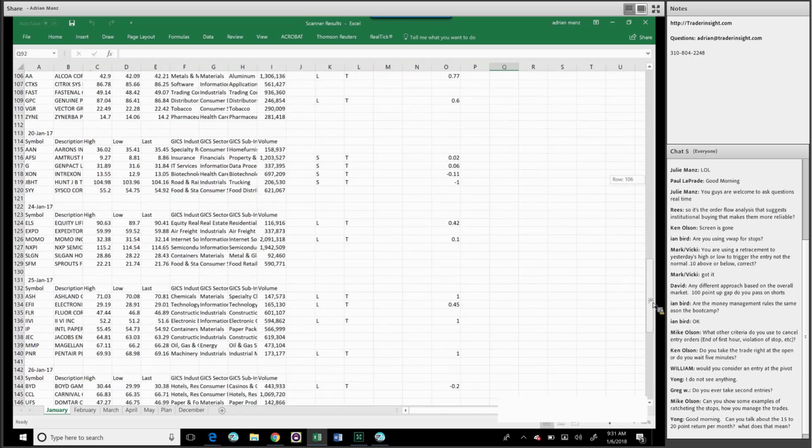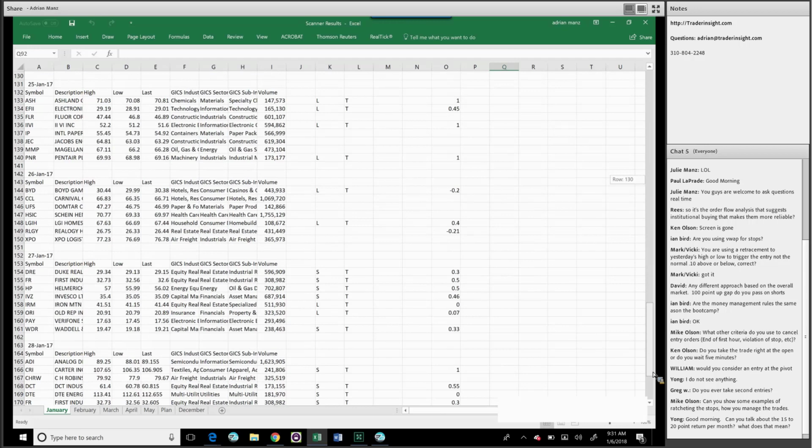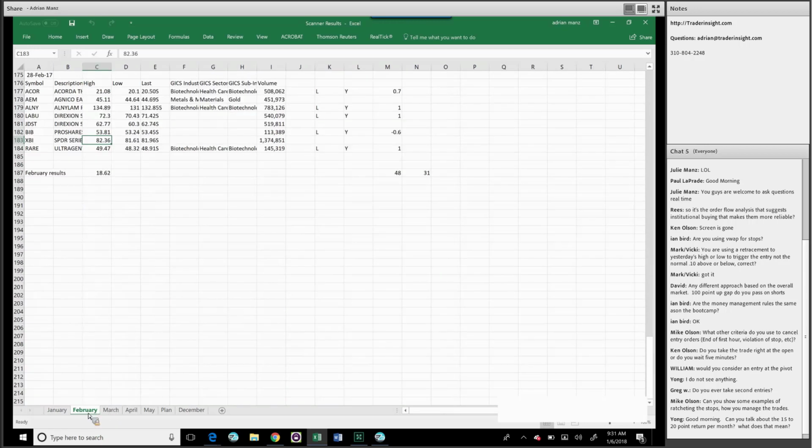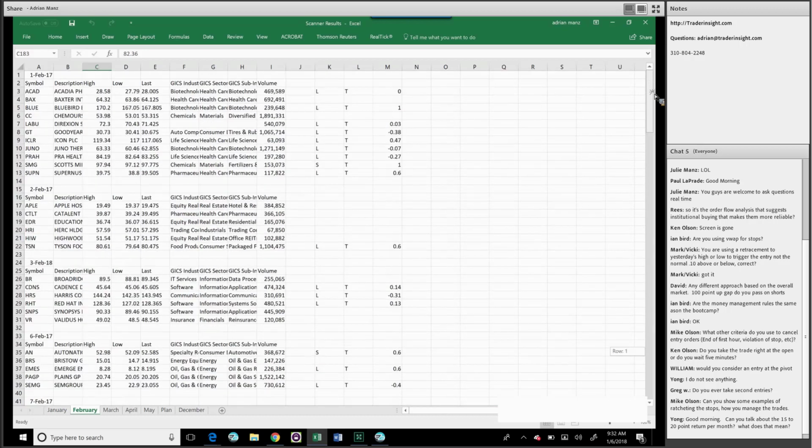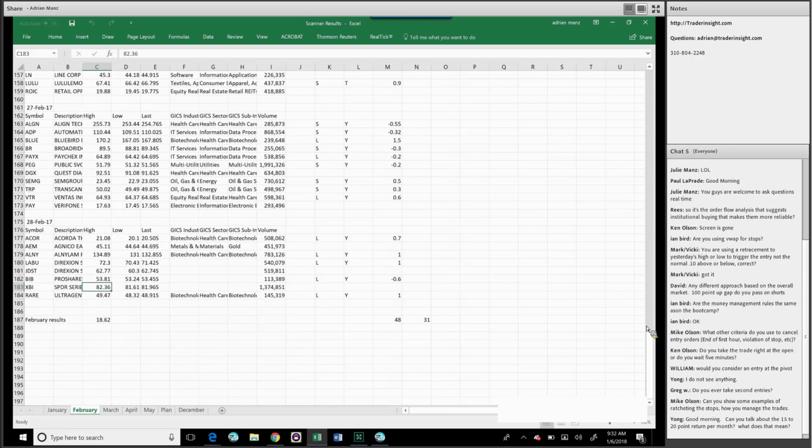Last January did 19 points per share, so $19.20 per share. Traded 18.62 in February. So then you just do the math and say, well, if I'm trading 100 shares, where would I be for the month? $1,862. You just multiply whatever your share size is by that point value. So that's easy enough.